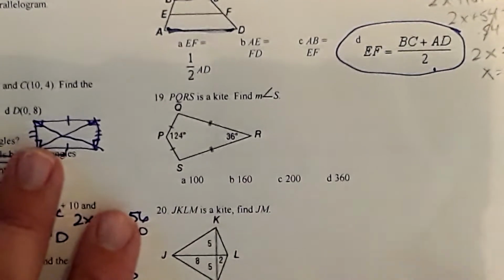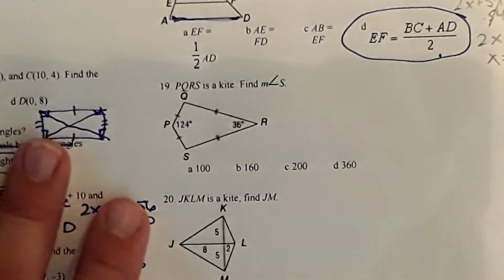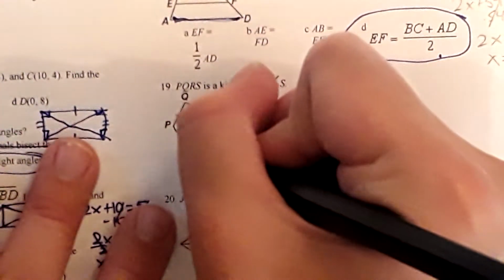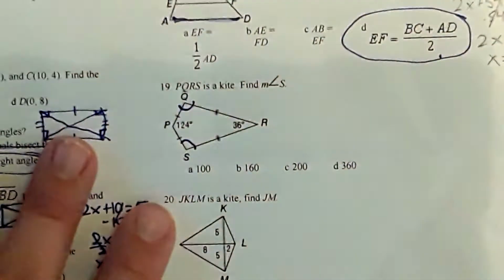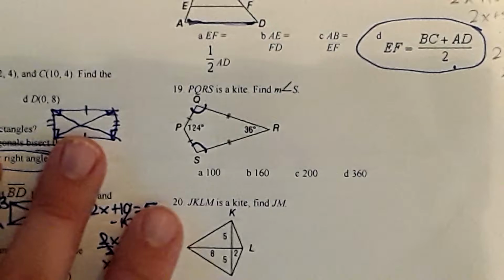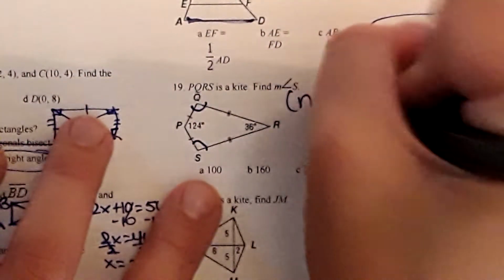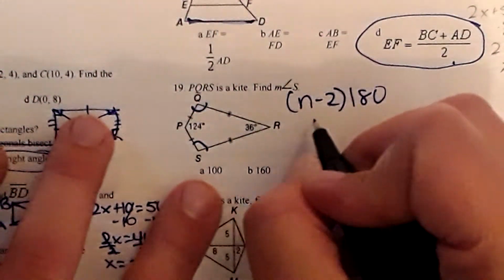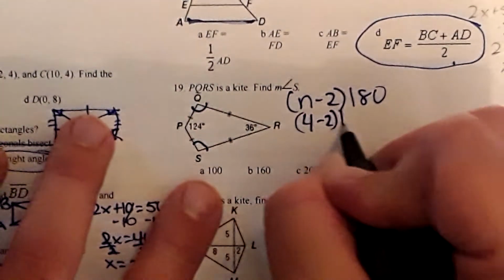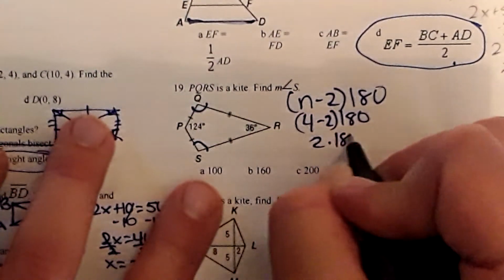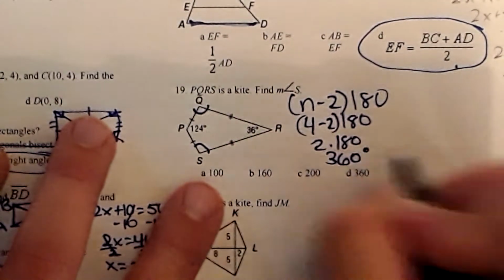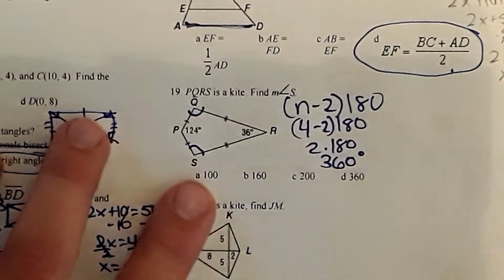19, PQRS is a kite. Find the measure of angle S. With a kite, this angle is the same measure as this one. First, we need to find the total measure of the interior angles, so we're going to use this equation to find that. The number of sides is 4. 2 times 180 is 360. So the total measure of the interior angles of a kite is 360.